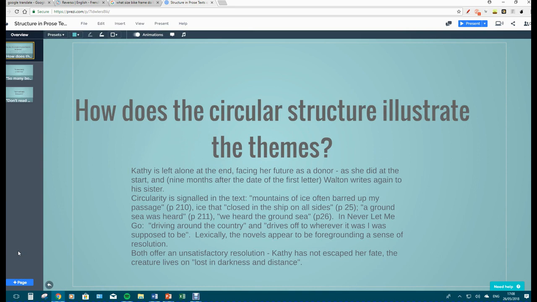And then what's also interesting is this sense that both novels have a circular structure, in the sense that they don't really progress. So Kathy's left alone at the end of the novel, facing her future as a donor, and as said here, nine months after the date of the first letter, and make of that what you will. That is, of course, the gestation. I don't have to tell you this, but the gestation period of a human baby. Just saying. Walton writes again to his sister.